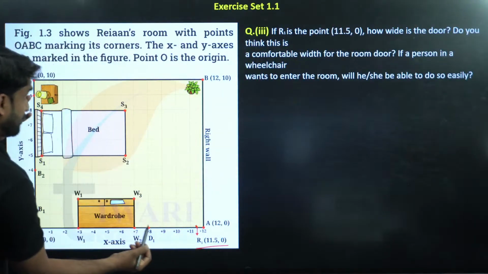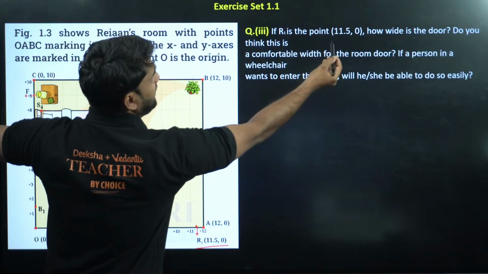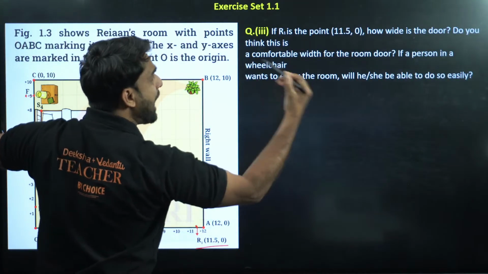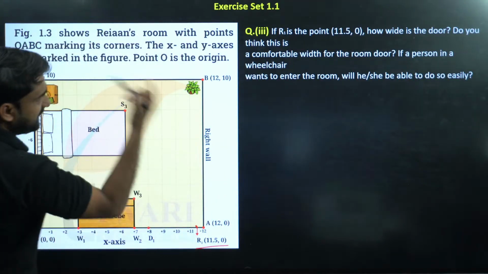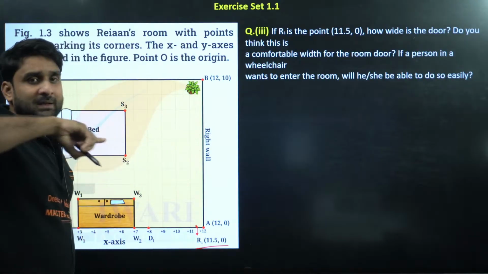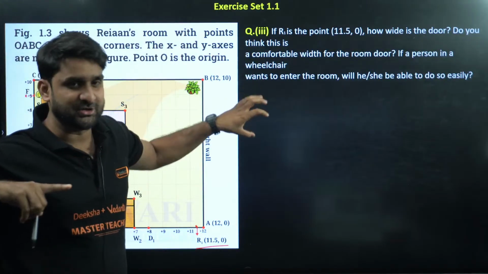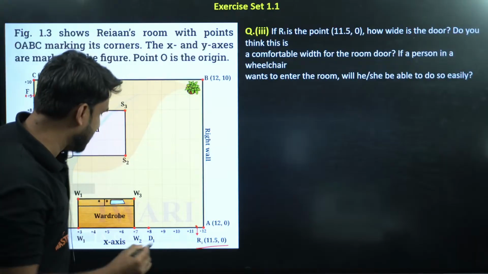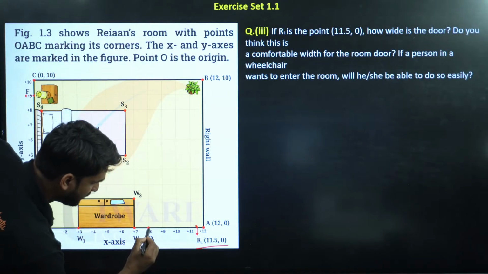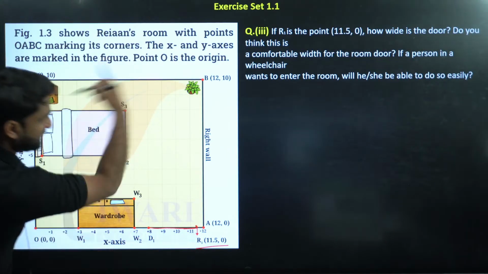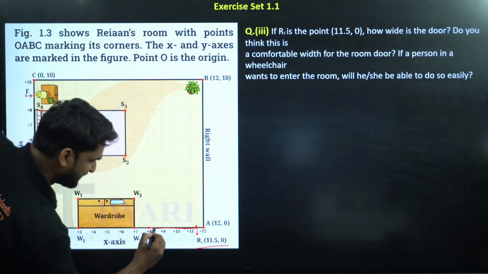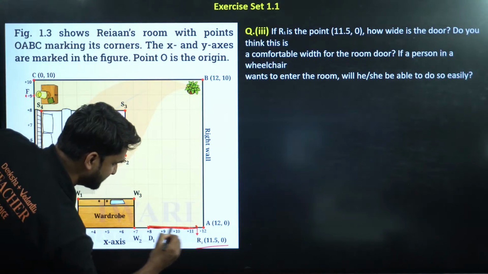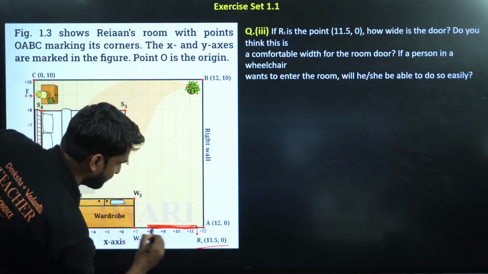Okay, so R1 is the point 11.5, 0. How wide is the door? It is already mentioned in the first question of this exercise that D1 R1 is the door. This is the entire room, and this is the main door of the room. D1 R1 is the door here, right?